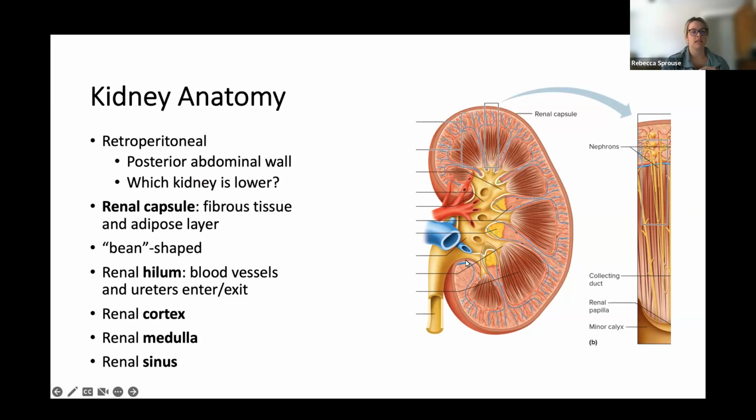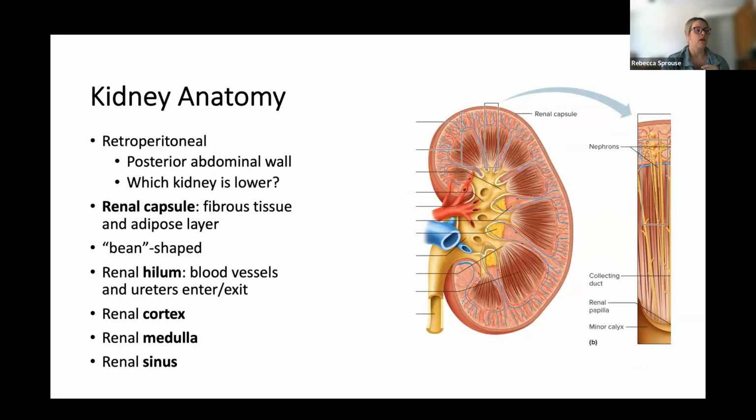It's bean-shaped. It has a hilum. And if you can recall that term from the respiratory system, the hilum is where things enter and exit. And so we've got blood vessels entering and exiting, as well as that ureter entering and exiting. So the hilum is always a point of entry for usually blood vessels and other tubes.